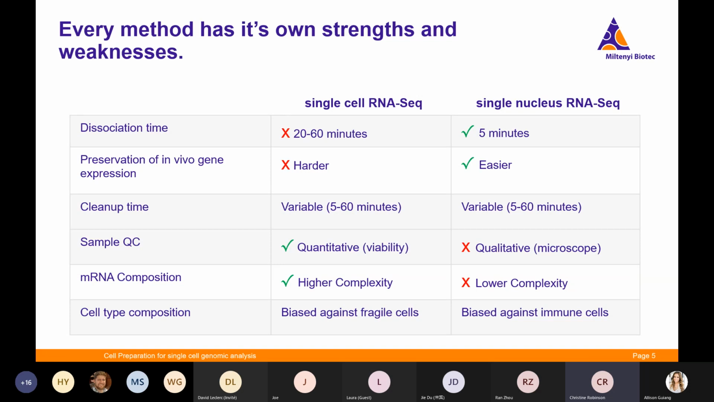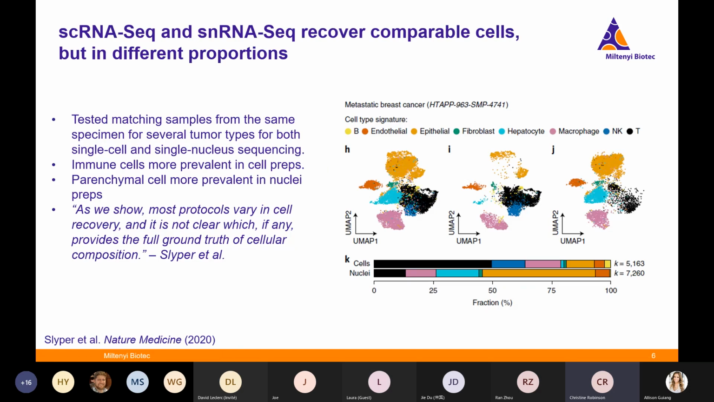Single cell sequencing can give you higher complexity than nuclei. And as far as cell type composition, single cell sequencing can be more biased against fragile cells, and nuclei-seq can be more biased against immune cells. So if we go to the next slide, there is actually a paper that was published in Nature in 2020. I was about to say last year, but it's 2022 now.